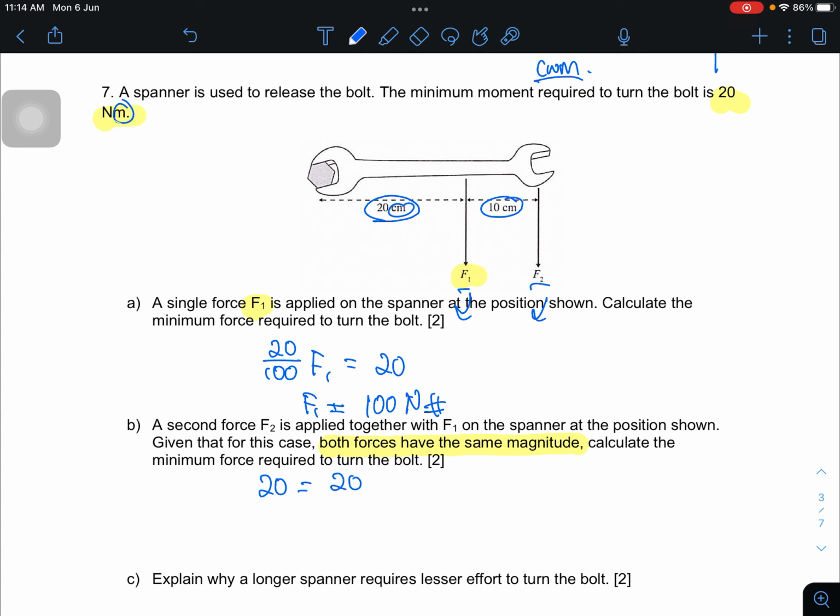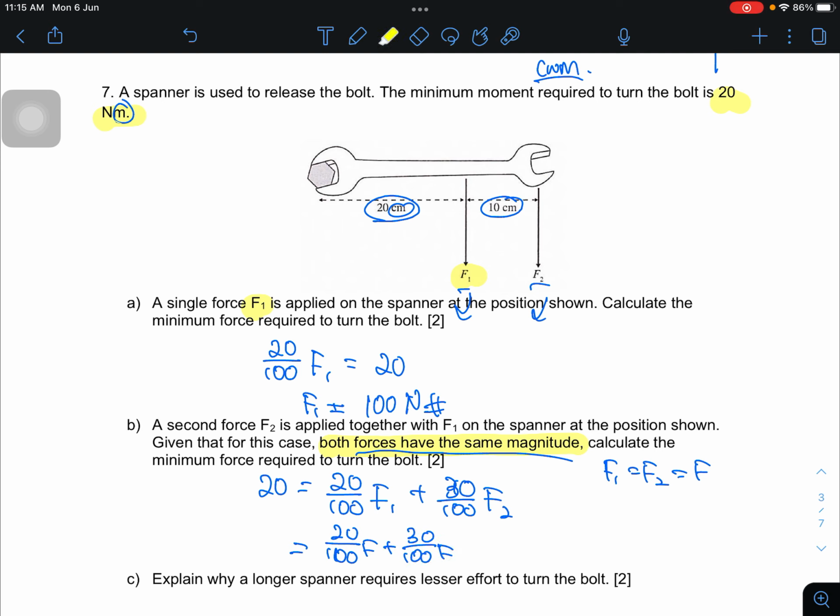So 20 over 100 times F1 plus, you see, 30 over 100 times F2. Be careful, because they already say both forces have the same magnitude. So let's call F1 and F2, they're the same. We just call it F. Since they're the same thing, I should only assign one algebra to it. If not, they're going to confuse me. So in this case, it's just 20 over 100 F plus 30 over 100 F.